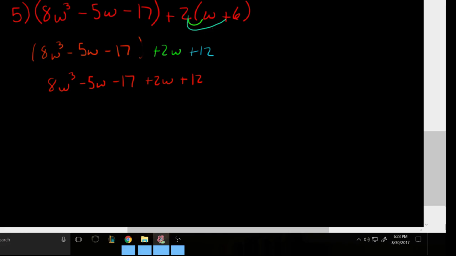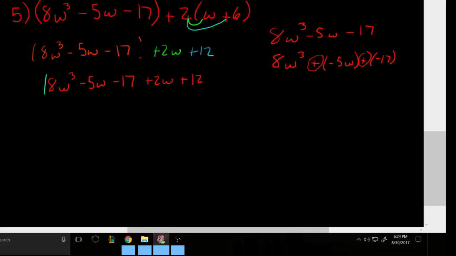Real quick, if you didn't quite understand what I meant by that, 8w cubed minus 5w minus 17 is the same as saying 8w cubed plus a negative 5w plus a negative 17. And remember that if we have all addition, which we do here and here, the associative property says that the grouping doesn't matter, so we can go ahead and remove those parentheses.